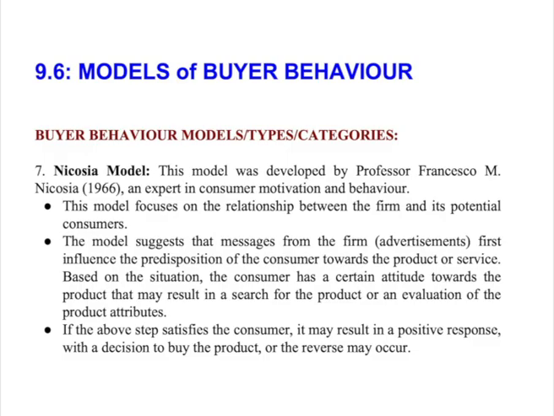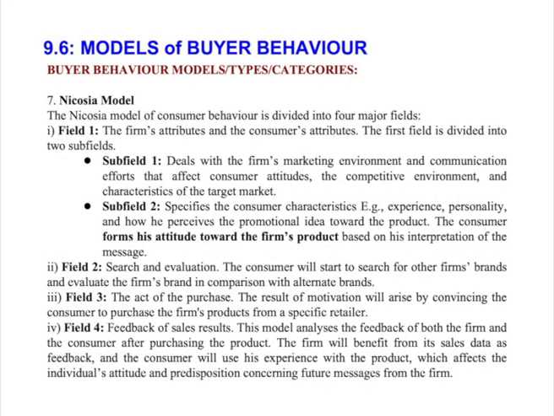So, next let us move to the Nicosia model, which is the 7th model, which was proposed by Professor Francisco M. Nicosia in 1966. Here this is a model which talks about a relationship between the firm and its potential consumers. It also talks about the messages that are coming from the firm in terms of advertisements or other promotional activities, and how they are influencing a consumer's decision. If the customer is satisfied with the promotion inputs that are reaching them, they may decide to go for a positive response, that is purchase, or drop the decision.